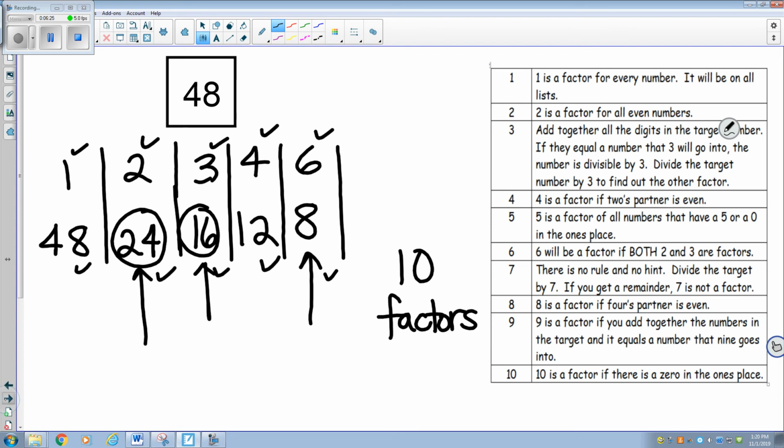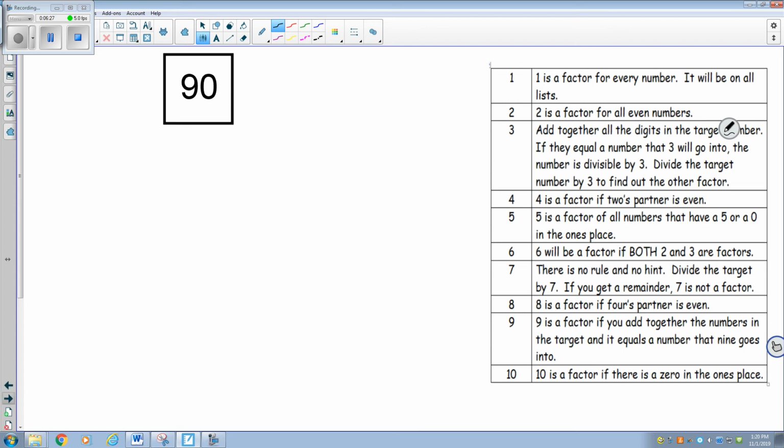Here's another example. Let's take a look at the number 90. Again, we're trying to find all the different factors of 90, all the sets of numbers that we can multiply together to give us 90. We always start off with 1 and that target number, which in this case is 90. Always 1 times 90. So now let's try 2.